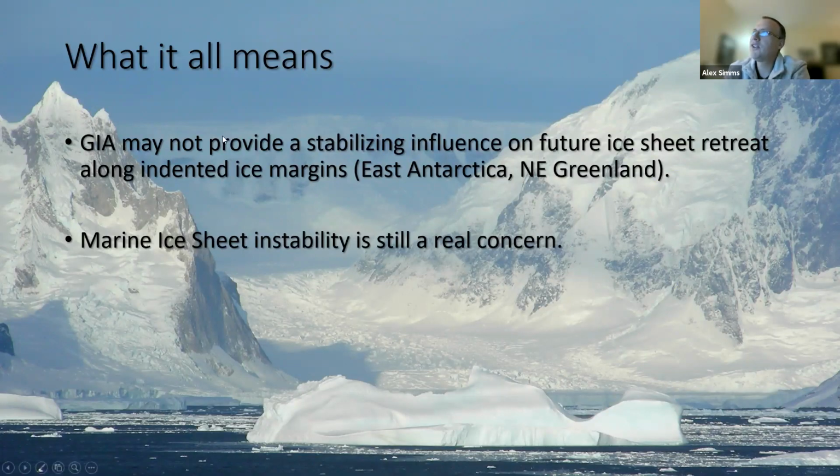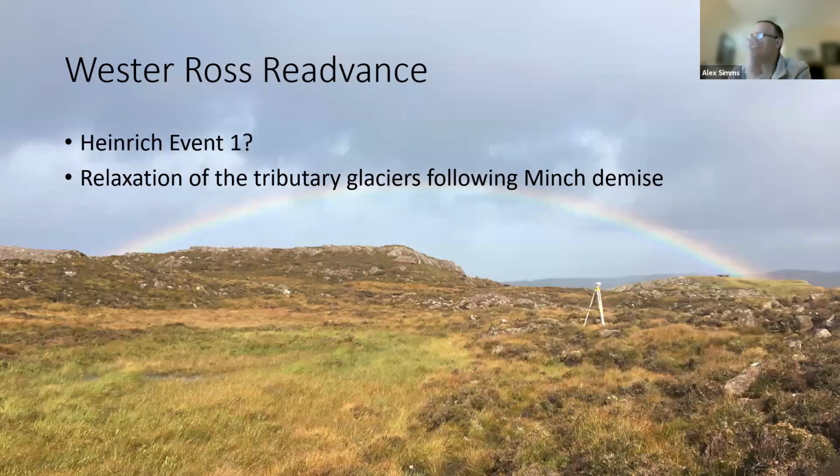It means that in areas like East Antarctica and Northeast Greenland, where we have a really thick lithosphere, and in areas where most of the retreat is going to be confined to these narrow troughs, post-glacial rebound will not stabilize these marine-based ice sheets. And then we can wave our arms about, we also refined the age of the Western Ross Marine Advance. We found it to be about 1,000 years older than what we initially thought it was.